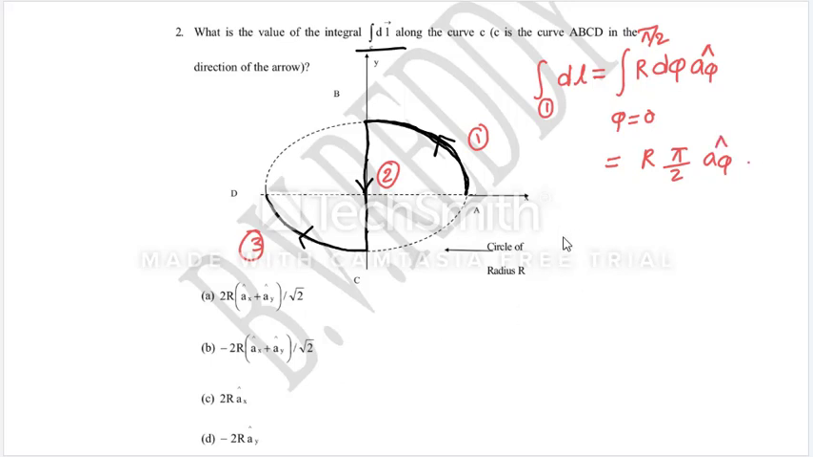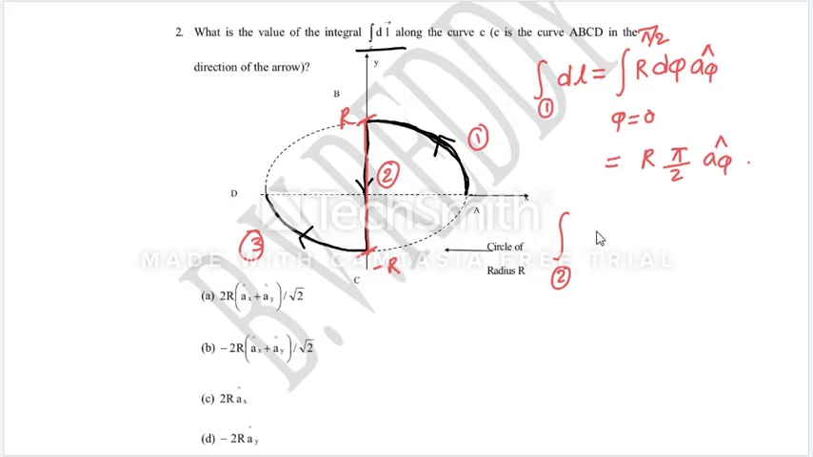Now for the second path, tell me which is the variable here. Here we are moving from a positive y to a negative y, from plus R to minus R. I can say the y value changes, which means here we should use a Cartesian system.